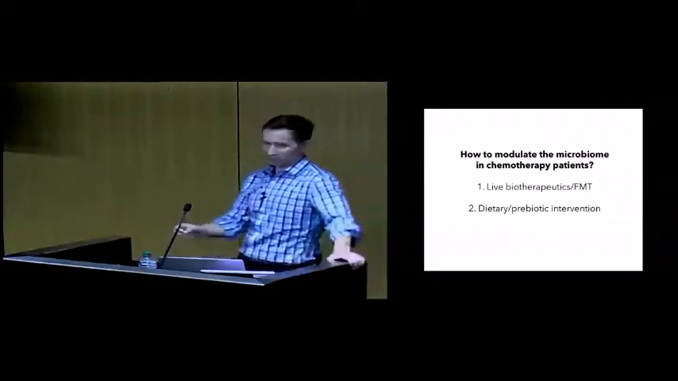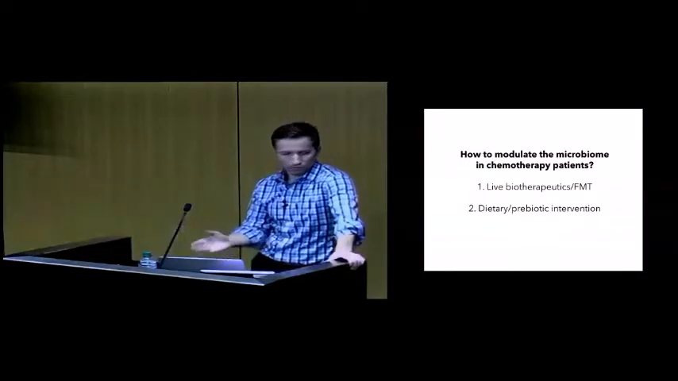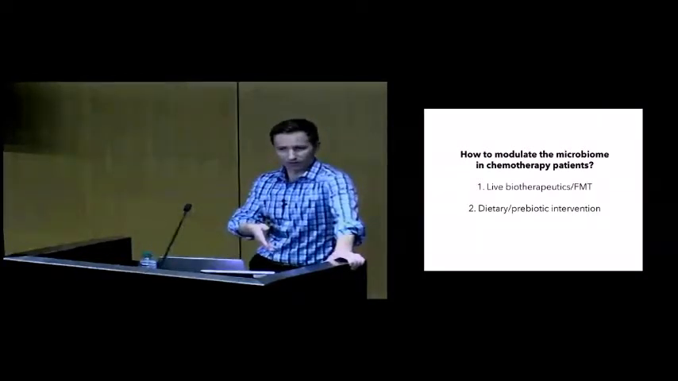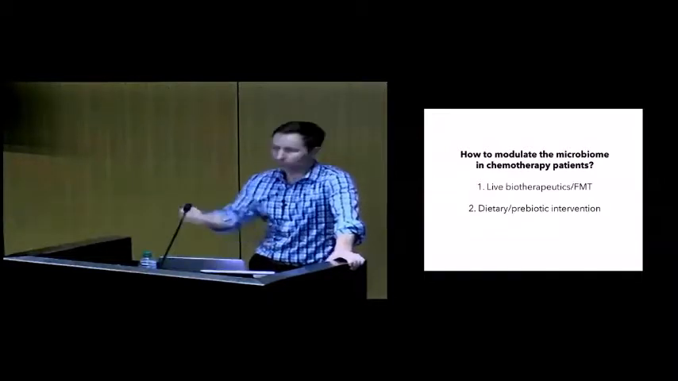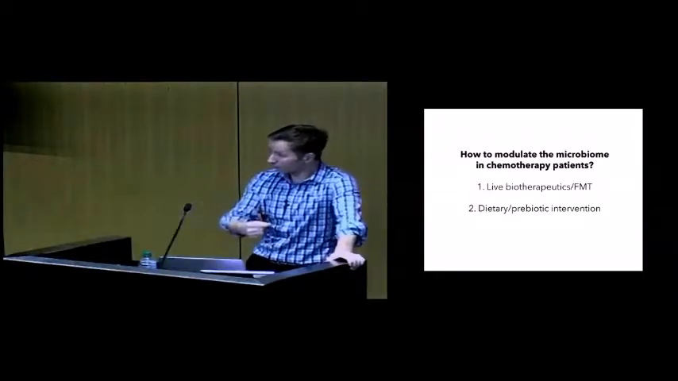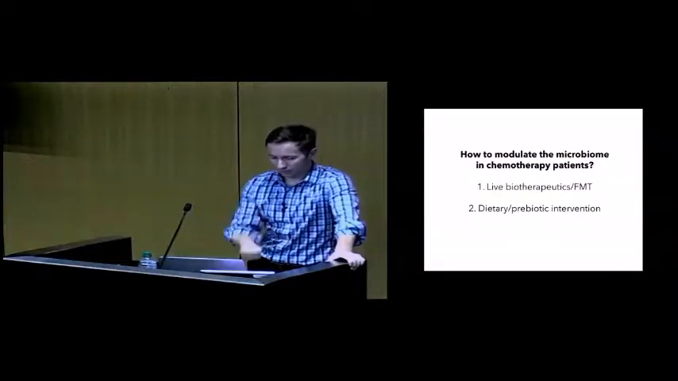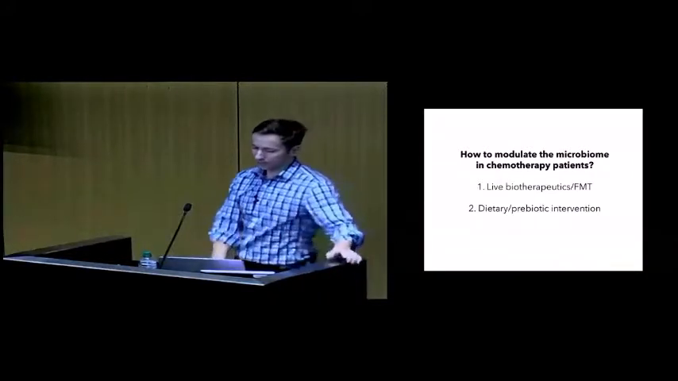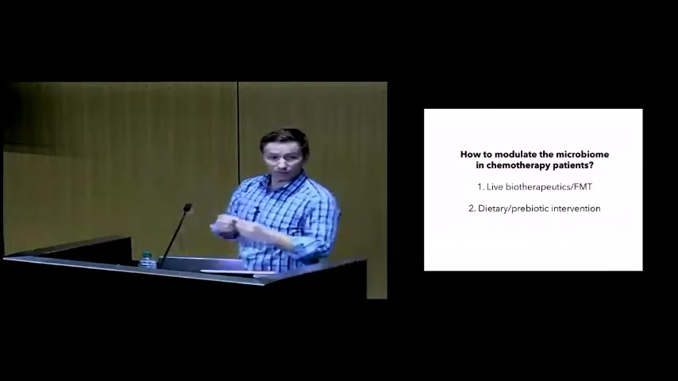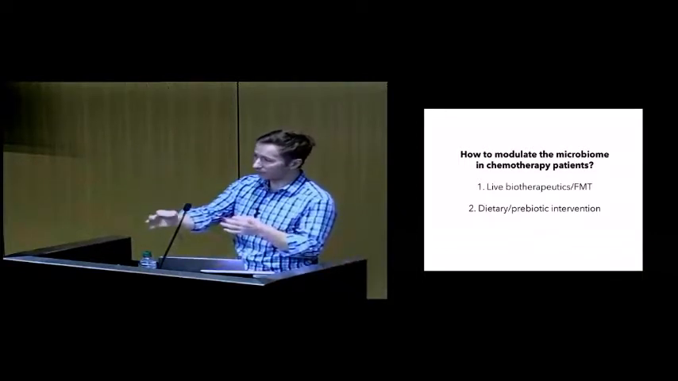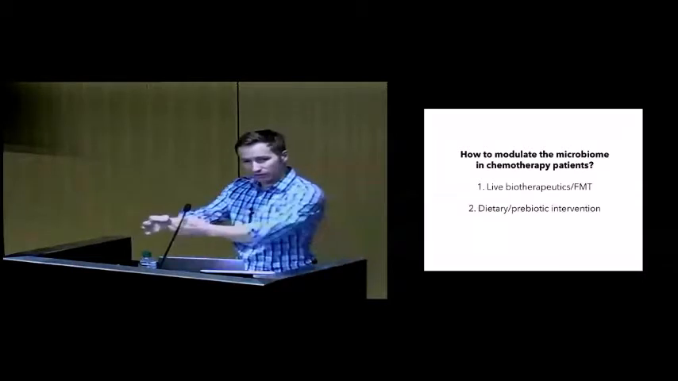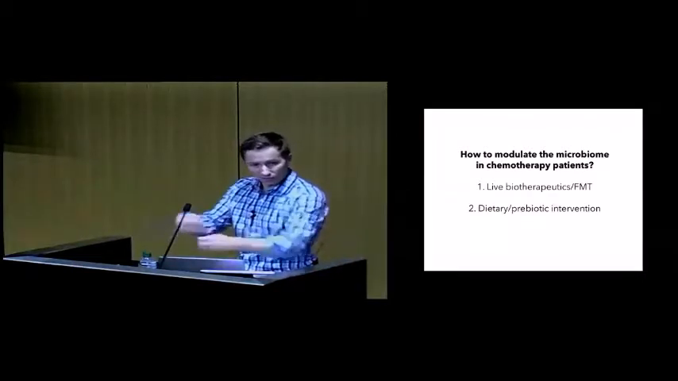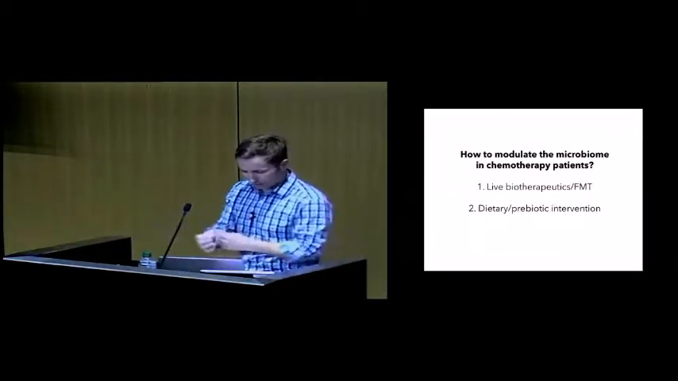So that's one option. You give people live bugs. Another option is change the food for the microbes. Try to feed the good bugs at the expense of the detrimental microbes. So that would be a dietary or prebiotic intervention. And you can also combine these. So you could give someone a set of microbes, live microbes, and package it with some of the prebiotics that those microbes need to take root.